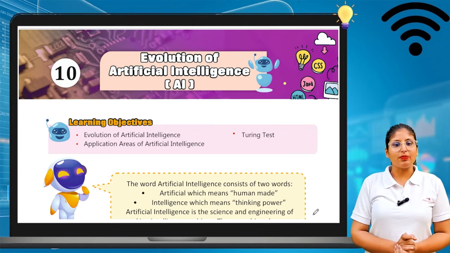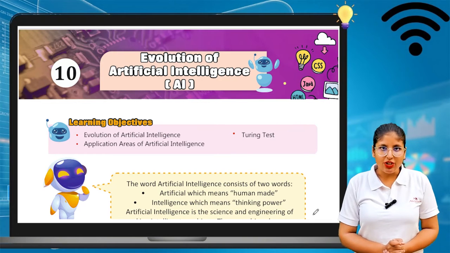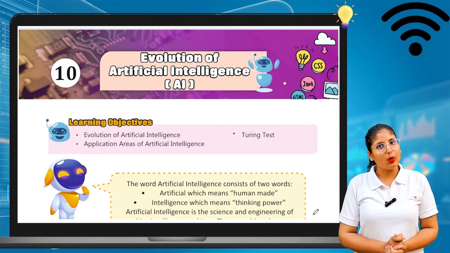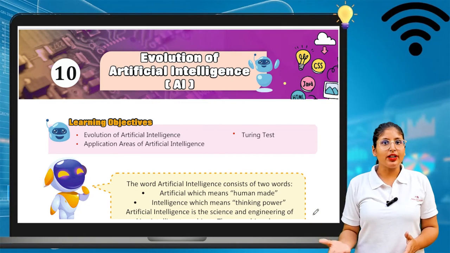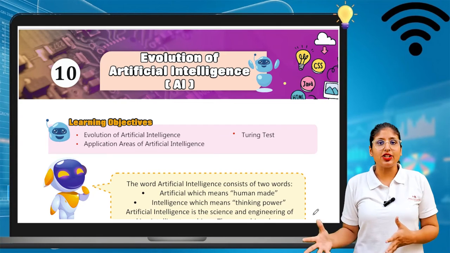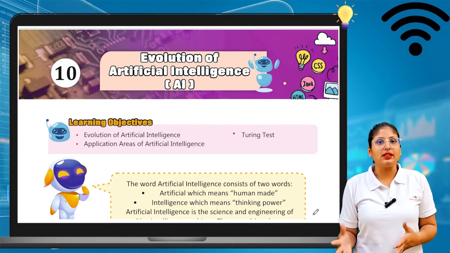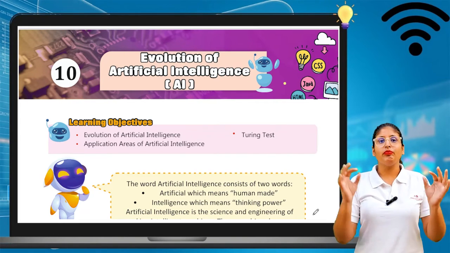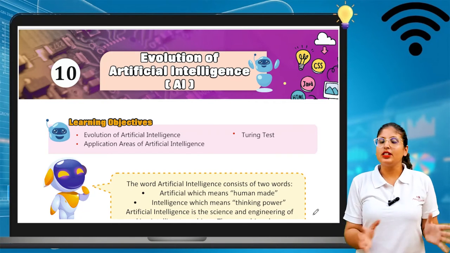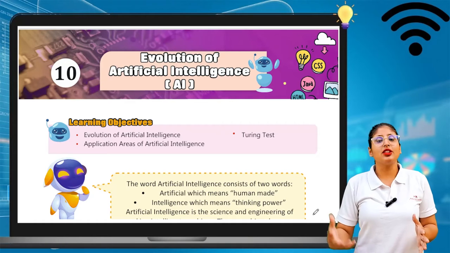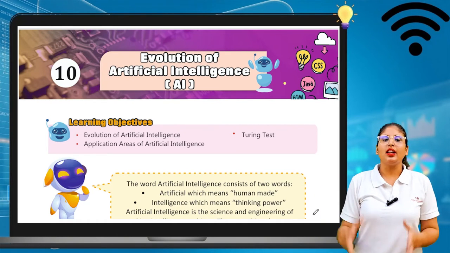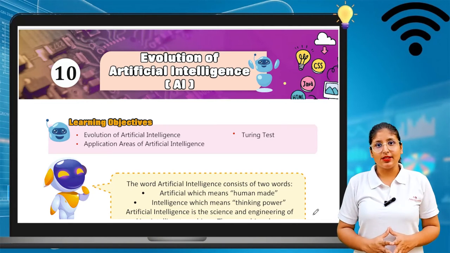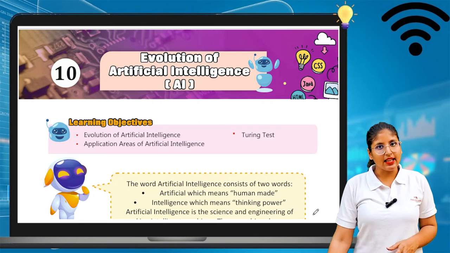The name of the chapter is Evolution of Artificial Intelligence. We will see what artificial intelligence is and what its uses are. Nowadays we can see artificial intelligence in a number of places, like schools, colleges, and offices. Before starting this chapter, we will see what artificial intelligence is and how it plays an important role in our everyday life. So let's start the last chapter of your book.